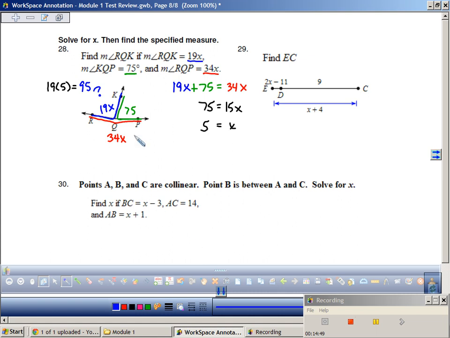That's mental math. Okay. So our answer is, let's go back and make sure we answered the question. Find the measure of RQK. Have we found RQK? RQK is 95 degrees.